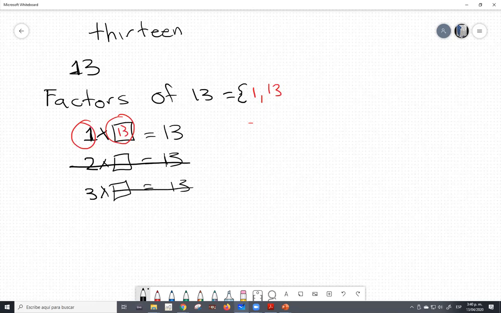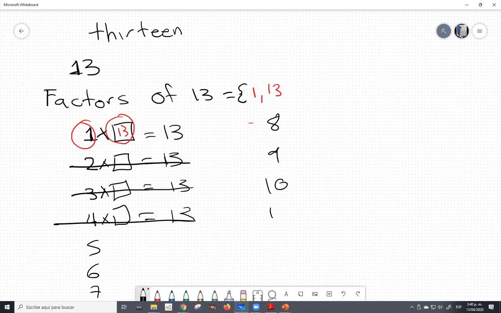No. No. And if you do it with the 4, you are going to find that no. If you do it with the 5, with the 6, with the 7, with the 8, with the 9, with the 10, with the 11, with 12, those don't work.